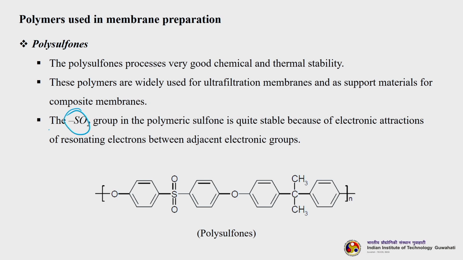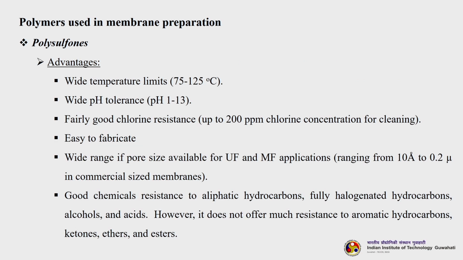The SO2 group in the polymeric sulfone is quite stable because of the electronic attraction of resonating electrons from the adjacent electronic groups. So, this is the polysulfone structure, and the advantage is that it can withstand wide temperature limits, almost up to 125 degrees centigrade, and the tolerance limit of polysulfone membranes for pH is very wide, 1 to 13, with fairly good chlorine resistance, up to 200 ppm chlorine it can withstand.